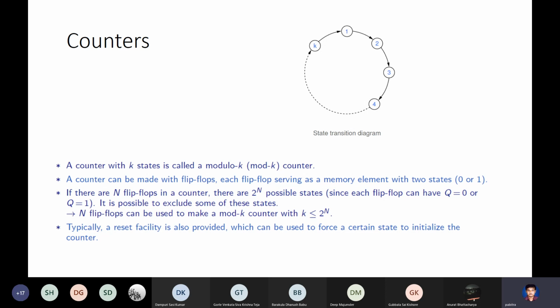Now, what this event can be, this event actually can be anything. It can be how many people have come inside a room. It can be how many times a motor has rotated. In the most common form that we will use, it will be how many clock edges you have encountered as input.